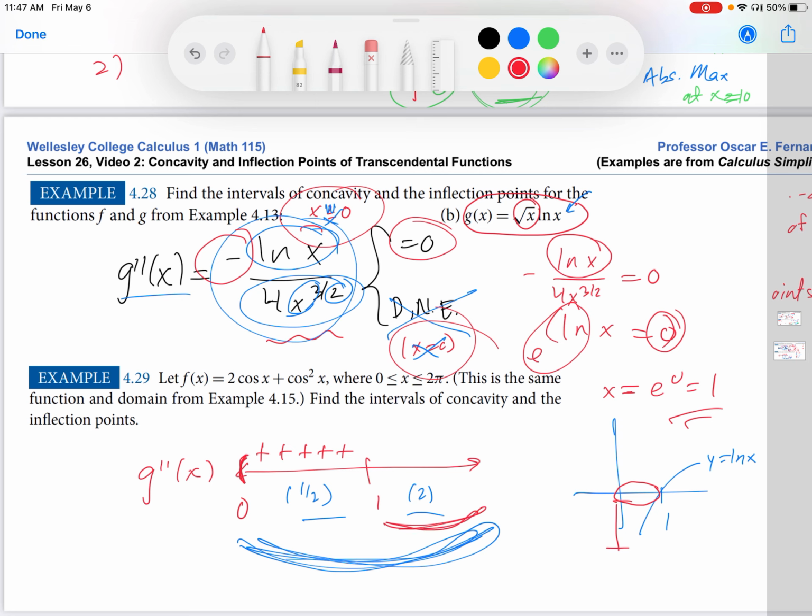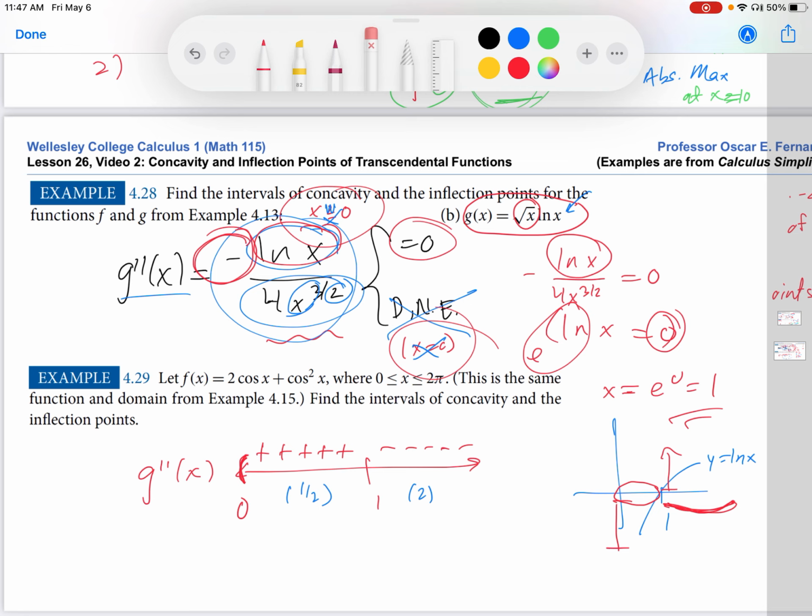Over here, these are values bigger than 1. If we substitute an x value bigger than 1 into ln, we get all of these positive numbers. So this would be positive, but then times a negative would give me a negative number. So I put negatives over here. All right, and now, based on the concavity test, we can conclude that the function g is concave up between 0 and 1, and concave down between 1 and infinity.